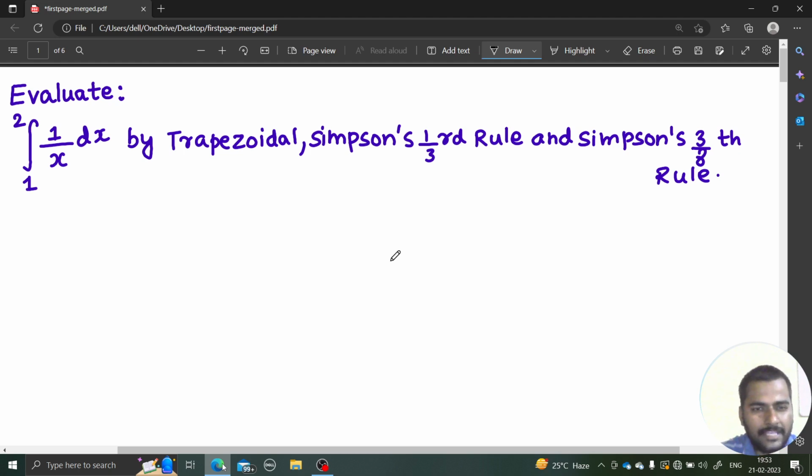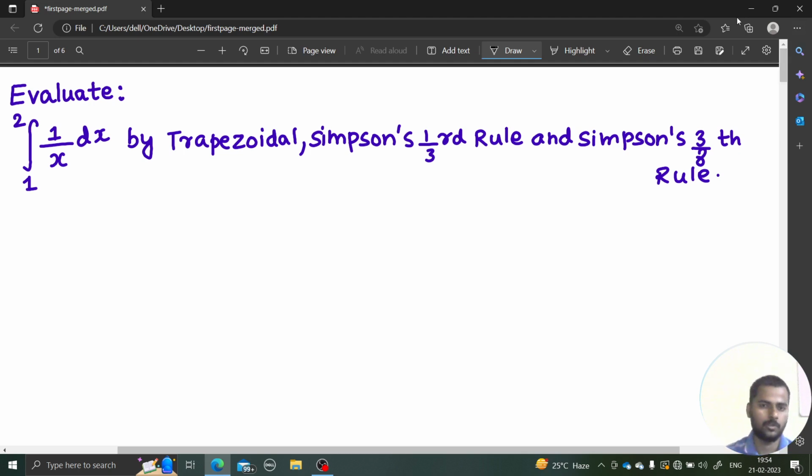I hope you know that in the trapezoidal rule you can divide the given interval into any number of intervals, and in Simpson's 1/3 rule you need to divide the interval into an even number of intervals, and in Simpson's 3/8 rule you need to divide it into any multiple of 3.